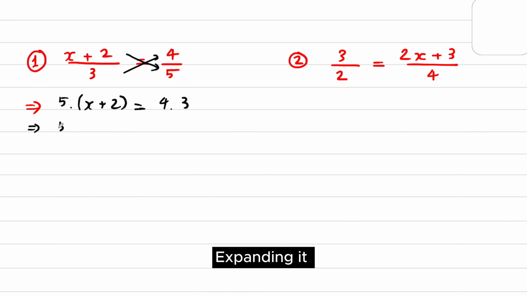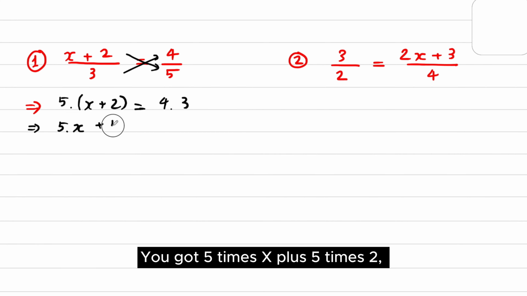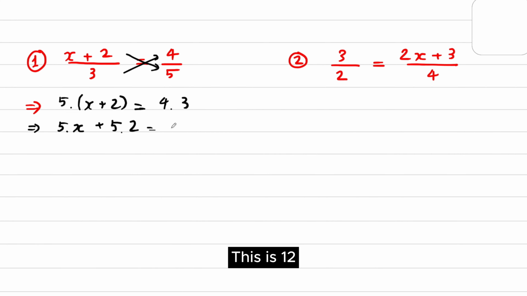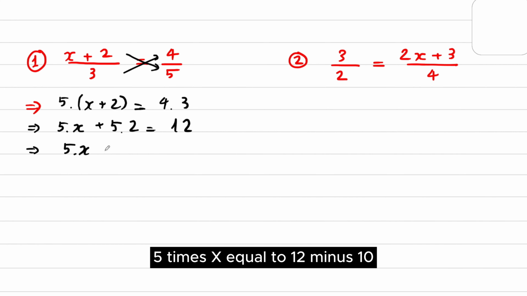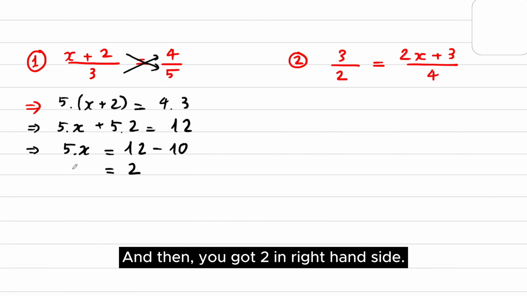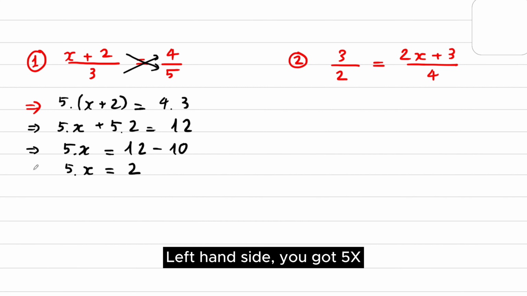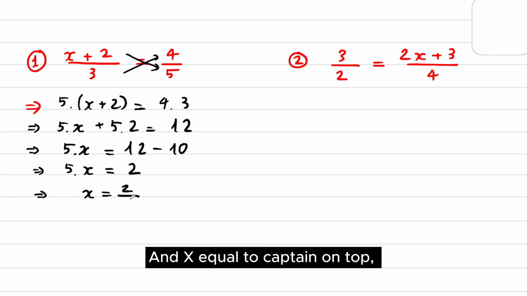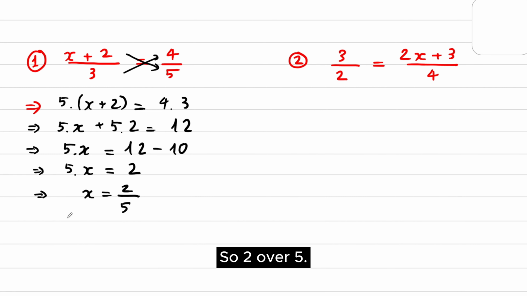Expand: you got 5 times x plus 5 times 2, and this equals 12. So 5 times x equals 12 minus 10, and then you got 2 on the right-hand side. On the left-hand side you got 5x, and x equals the numerator on top. 2 is the numerator, so x equals 2 over 5. Okay, how about this one?